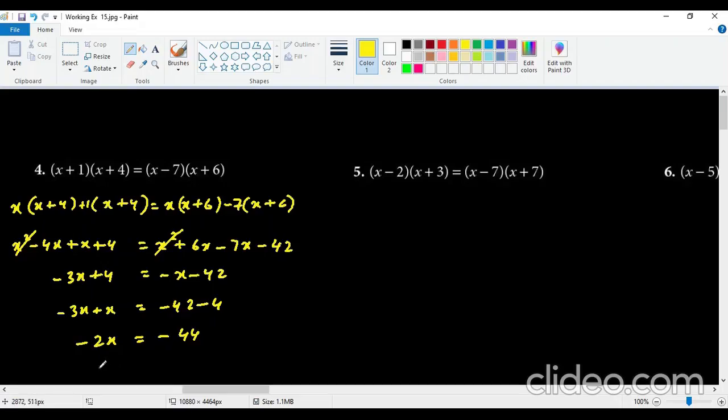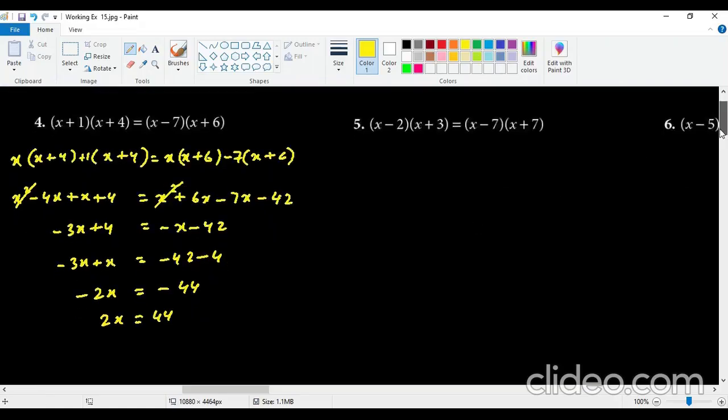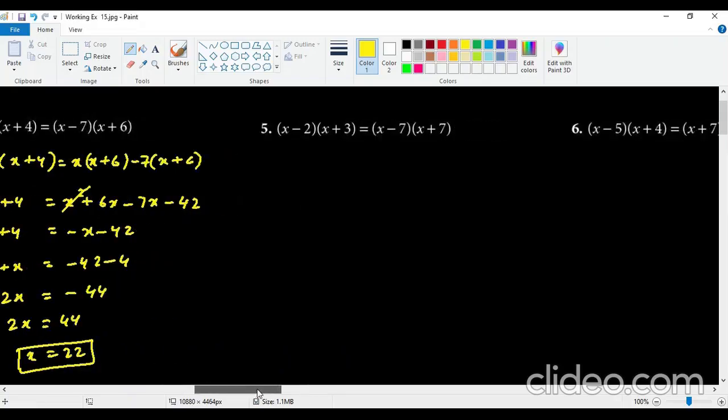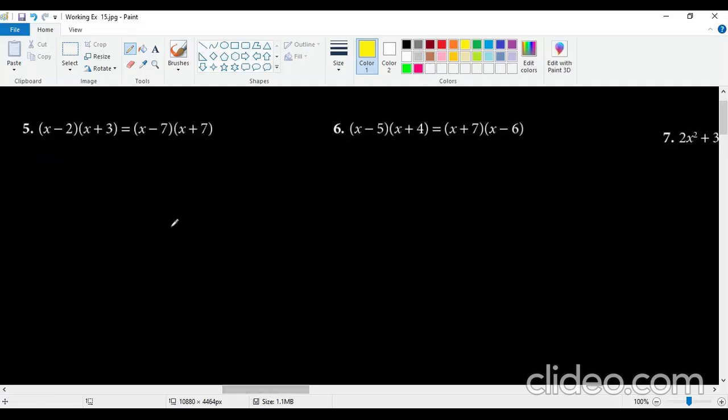And negative negative is going to be cancelled, so it's going to be 2x equals 44. That means 44 divided by 2 is going to give us 22 as the answer for this question. Moving on to the next question, which is question number 5. Same procedure I will apply.